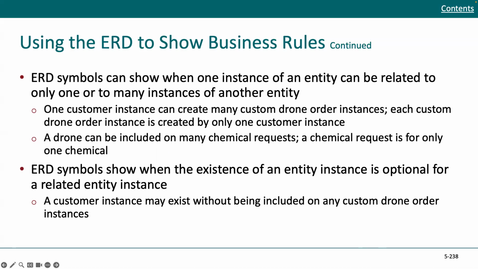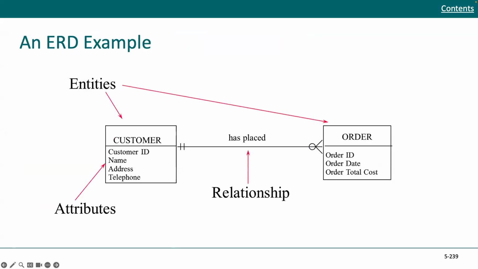A drone can be included on many chemical requests. A chemical request is for only one chemical. ERD symbols show when the existence of an entity instance is optional for a related entity instance. So, like, a customer instance may exist without being included on any custom drone order instances. So that just gives you a little bit of perspective.